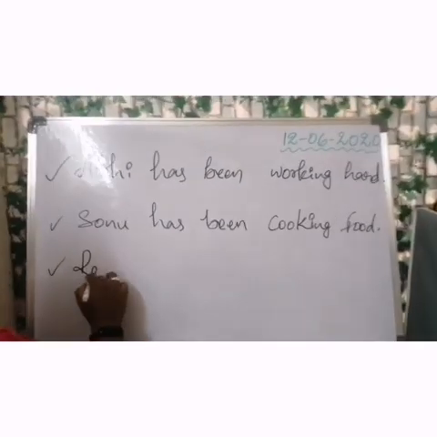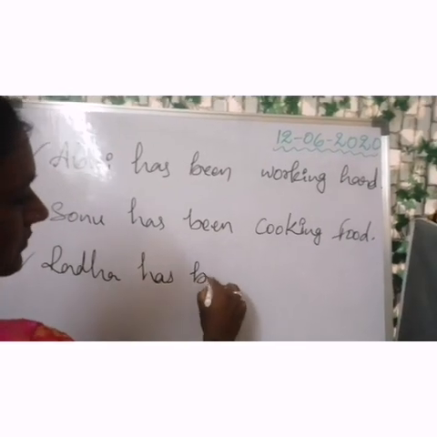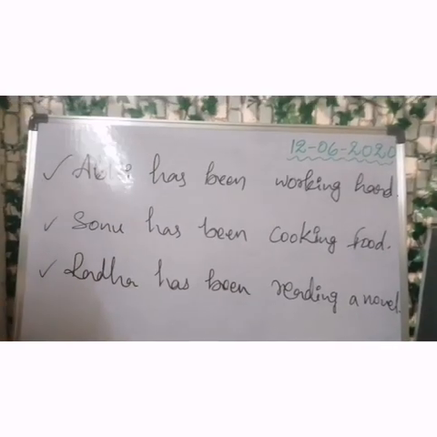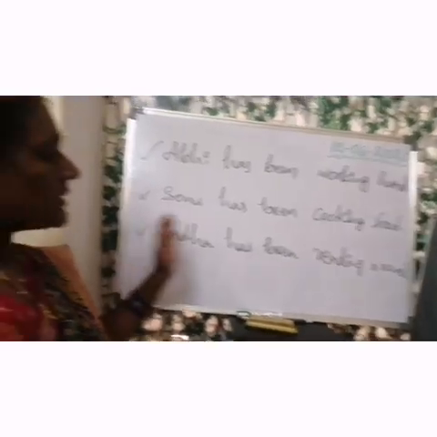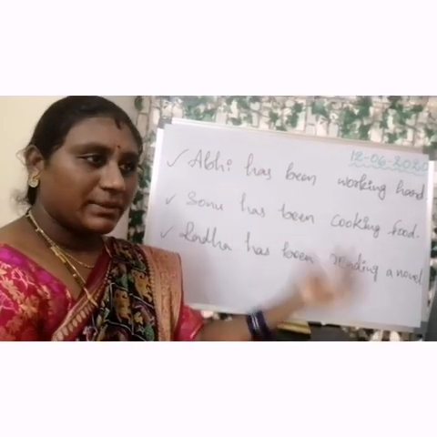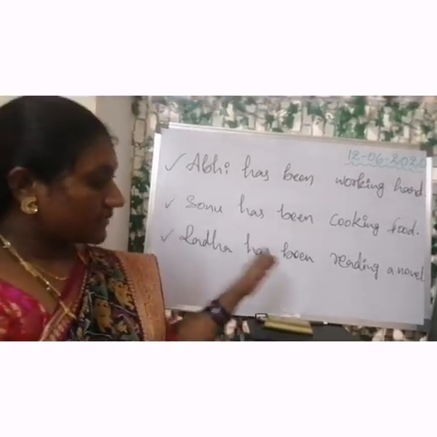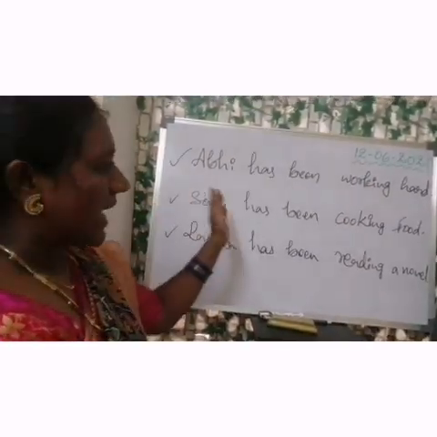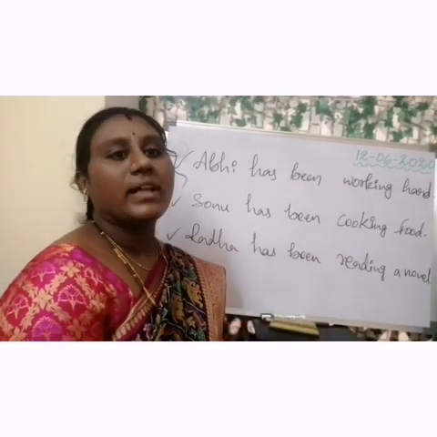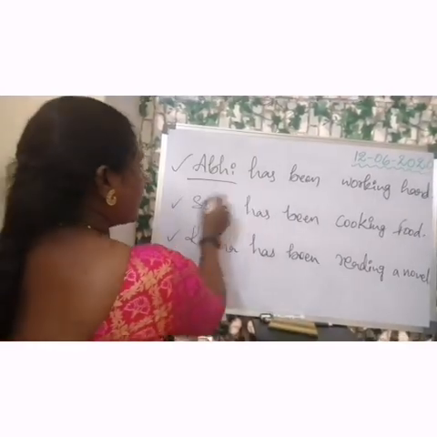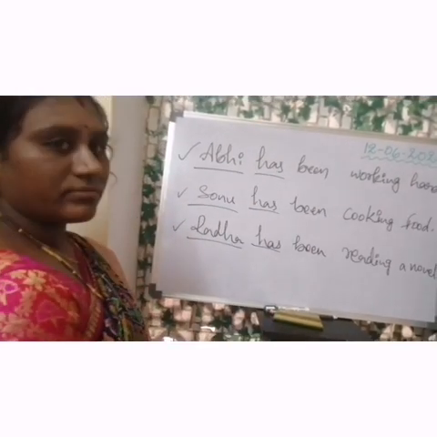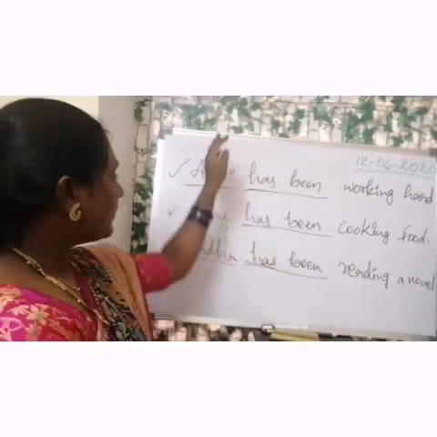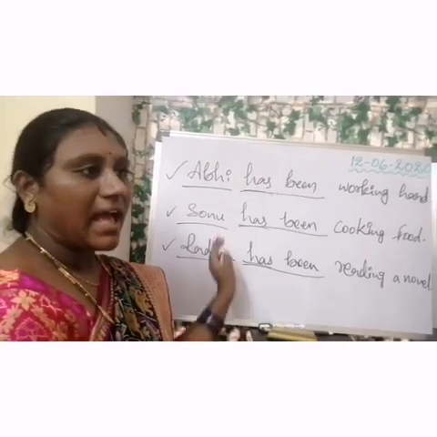And Radha has been reading a novel. So here in this statement, Radha started reading the novel the day before yesterday or yesterday or in the past, but still it has continued. Okay, so these are some examples with has. Abhi has been working hard, Sonu has been cooking food, and Radha has been reading a novel. Here, these are all the third persons. So that's why we used has. Has been, has been, has been. So for the third persons we have used has been.